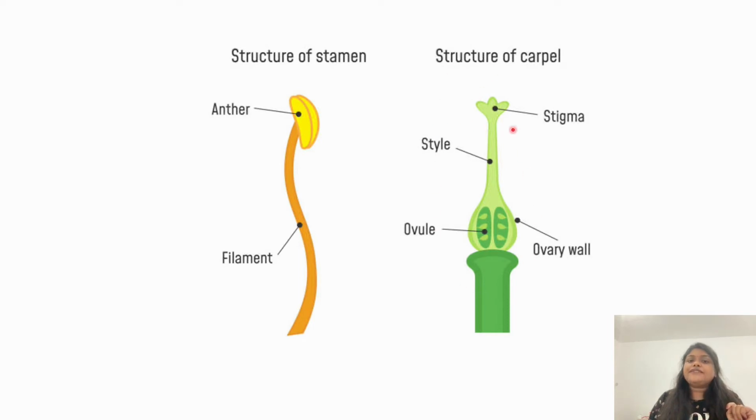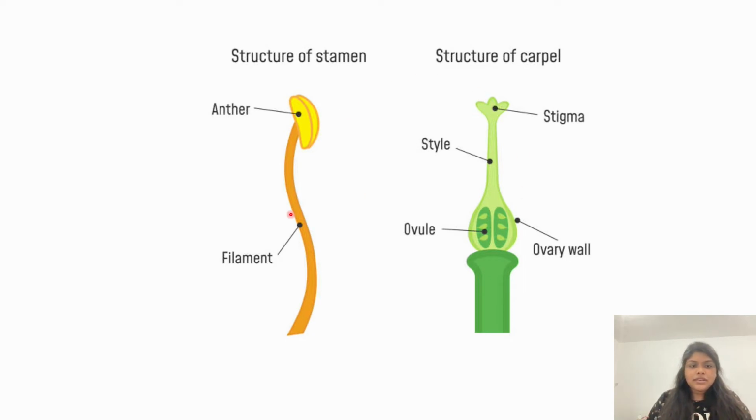If we look at the female part, the carpel or the pistil, it has 3 main components. It has the stigma, which is the opening at the top, the style, which is a long elongated tube, and the ovary. This entire thing is the ovary, where there is an ovarian wall and there are ovules inside. This ovule will contain the egg, which is the female gamete.